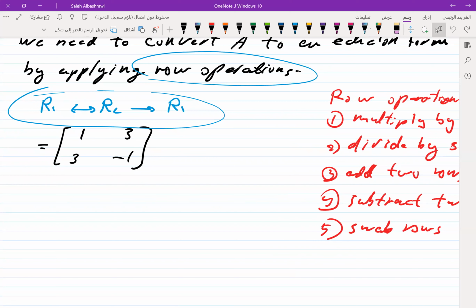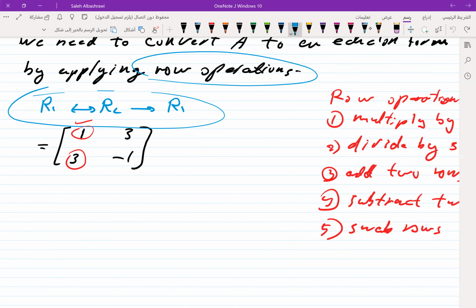What I have now is 1, 3, 3, minus 1. So I got 1 in my first entry of the first row. So we are done with this first element. Now I need to convert the other elements to 0. I need this to be 0. We need to let the first entry in the second row equal 0. Also, we are doing row operation.